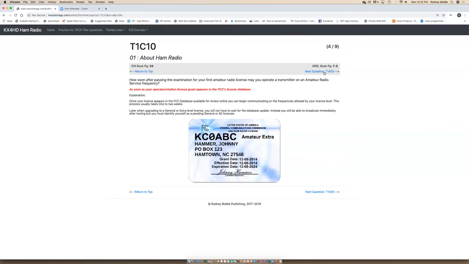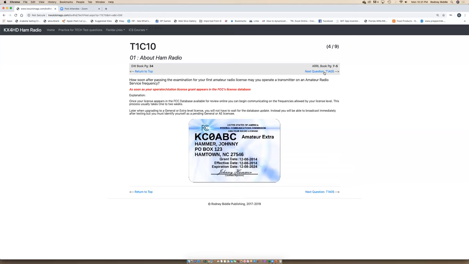Later, when upgrading to a general or extra level license, you will not have to wait for the database update. Instead, you will be able to broadcast immediately after testing, but you must identify yourself as pending general or AE license. So as soon as you're in the database, you're good to go. If you are a general or AE, there is a parameter you can give when you're using your call sign that tells folks that you're pending getting your license in the database, but you're valid to operate.